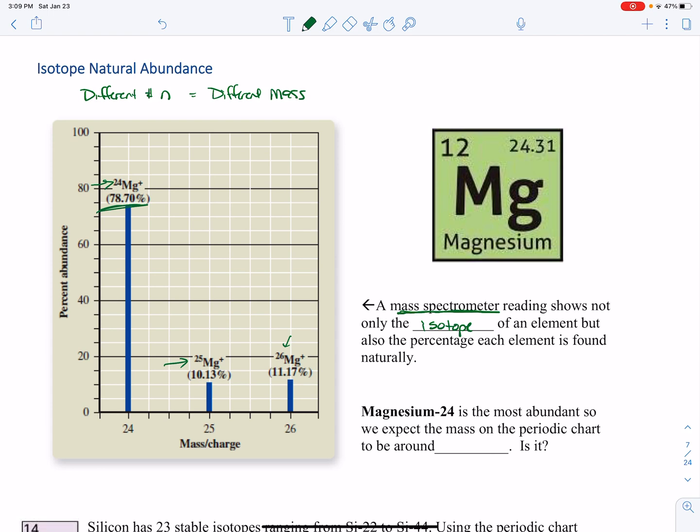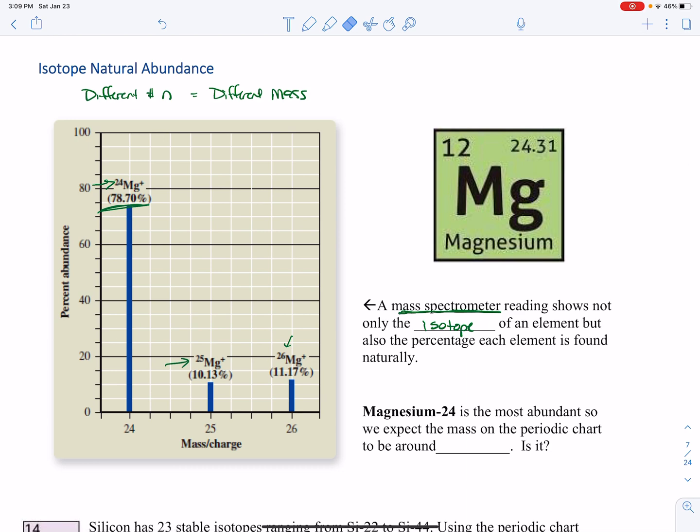Now, some elements have a lot of natural isotopes, a whole huge range of them. Some only have one natural isotope. This is how they're naturally found on Earth. Atoms are so small that even a handful of some substance is a ton, and I mean a ton of atoms. So you do that comparison and you end up with that amount of each type of isotope. When you look at this, it's really easy to visually see that magnesium 24 is the most abundant.